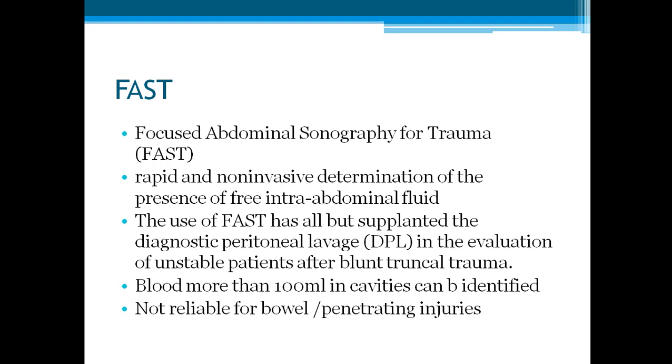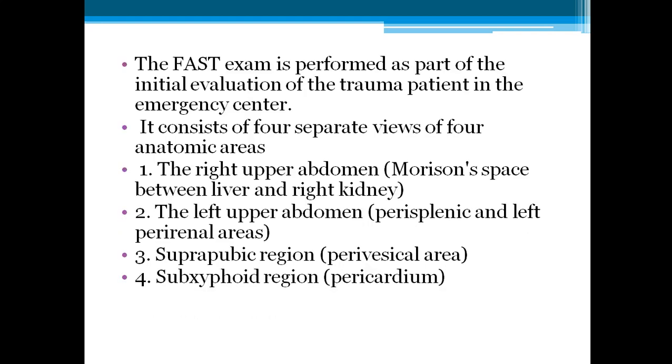So blood more than 100 ml in the cavities can be identified, but this is not very reliable for bowel or penetrating injuries. It mainly focuses on the right upper abdomen, the Morrison space, the perisplenic and the left perirenal areas, the perivesical, that is the suprapubic region, and the pericardium, the subxiphoid region. So whether there is any fluid in these regions.